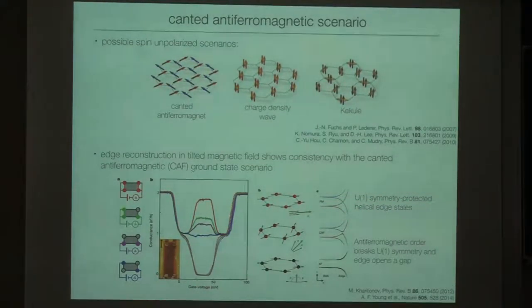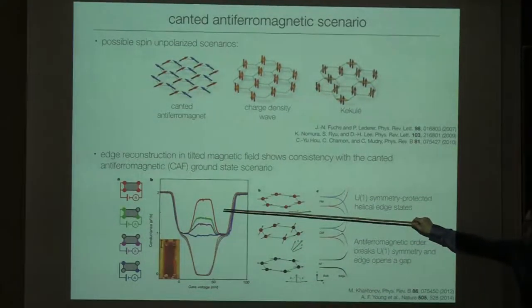So there should be sort of a crossover, or actually a phase transition, essentially, where U1 symmetry is present here, and that symmetry is broken by the formation of the Néel order. And the breaking of the U1 symmetry gaps out the edge states, and you should get this sort of insulating state, which seems to be observed experimentally. So that's what they seem to see in experiments.